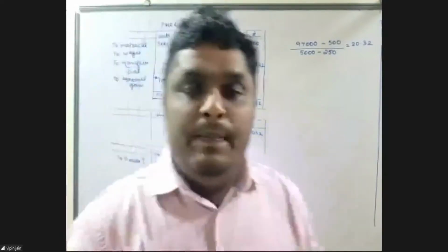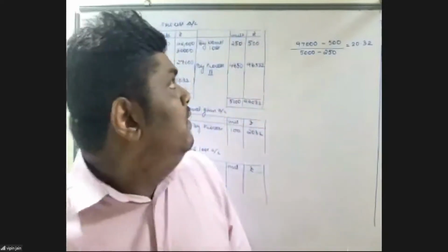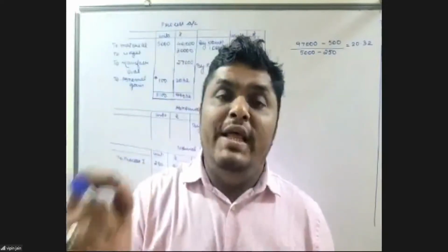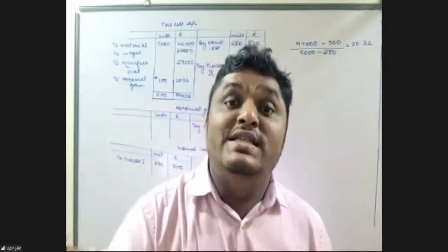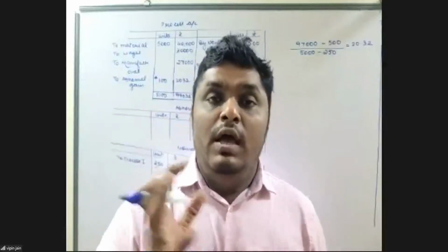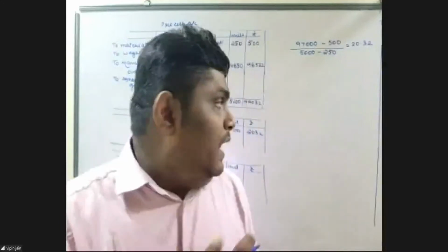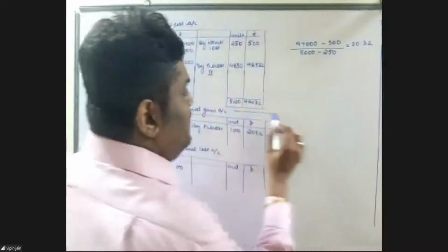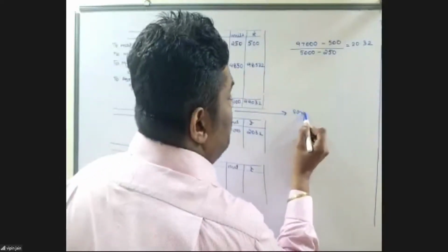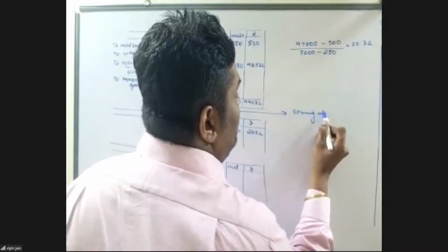Now guys, when talking about abnormal gain, we can also say that it is a saving in normal loss. I repeat again, when talking about abnormal gain, we can also say that it is a saving in normal loss.